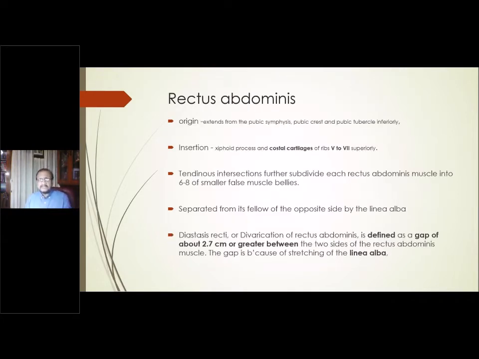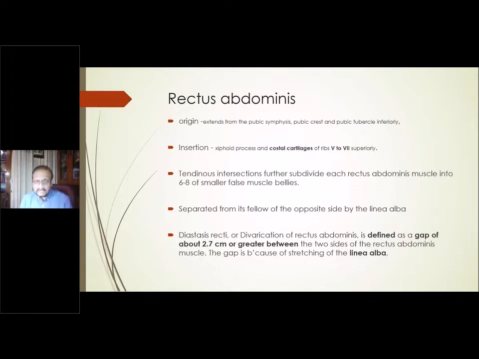The rectus abdominis muscle, we all know it arises from the pubic symphysis. Again, a muscle arising below and going up. So from the pubic symphysis, the pubic crest, and the pubic tubercle inferiorly, the insertion is to the xiphoid in the midline, and the costal cartilages of ribs number 5 to 7 superiorly. Now, there are tendinous intersections which further subdivide each rectus abdominis muscle into 6 to 8 smaller false muscle bellies, 3 or 4 on each side. That basically makes it 6 to 8.